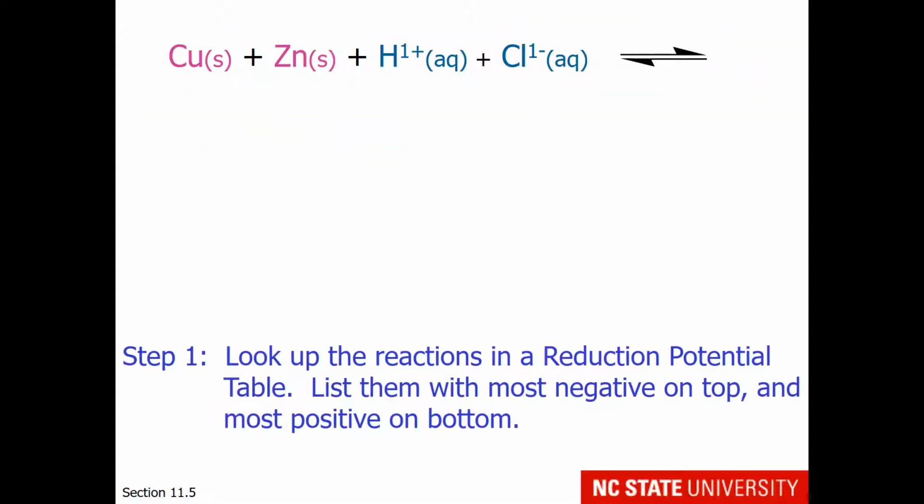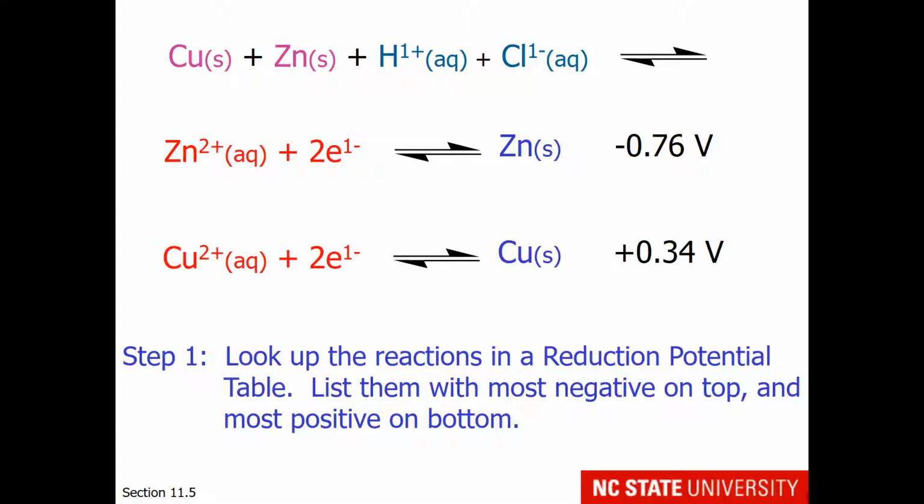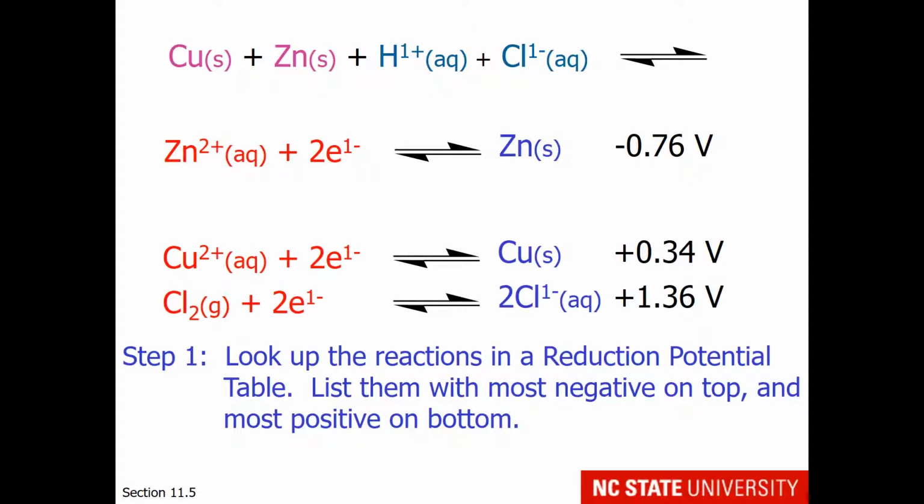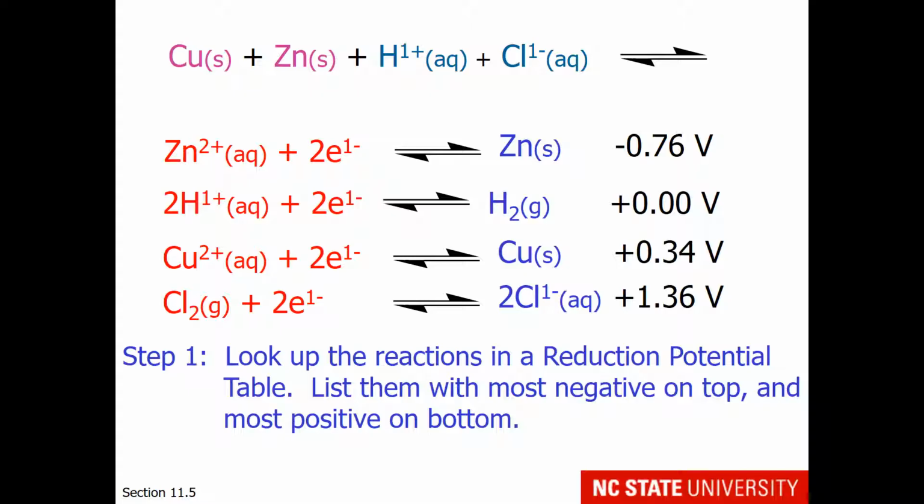As a reminder of the steps, first we look up our reactions in a reduction potential table, listing them with the most negative on top and most positive on the bottom. Zinc is involved in a redox reaction with a reduction potential of minus 0.76 volts. Copper you've seen many times. Chloride is involved in a redox reaction of plus 1.36 volts. And H1+ is our standard hydrogen electrode at 0 volts. So now I have them listed, more negative on top and more positive on the bottom.